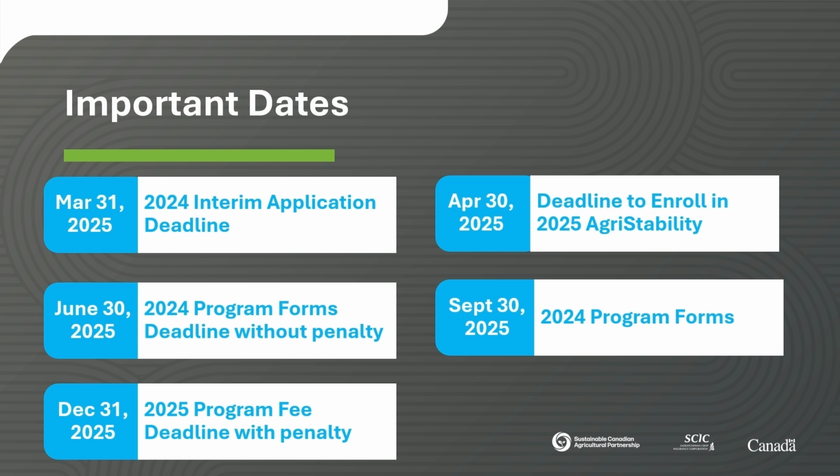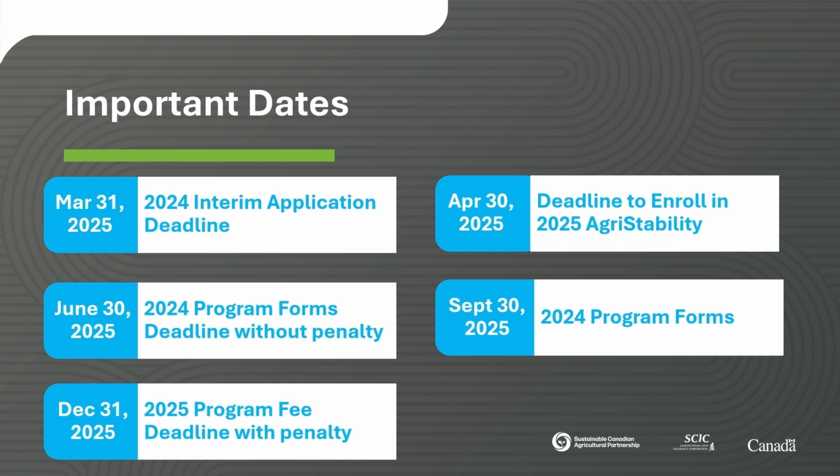June 30th of 2025, as mentioned earlier, is the new deadline to submit your 2024 program forms without any kind of penalty. And the final date to submit the 2024 AgriStability program forms with penalty added is September 30th of 2025. Now, the penalty again is not applied if there is zero benefit being paid. And then December 31st of 2025 is the final deadline to pay your enrollment fee for the 2025 program year with the penalty added.